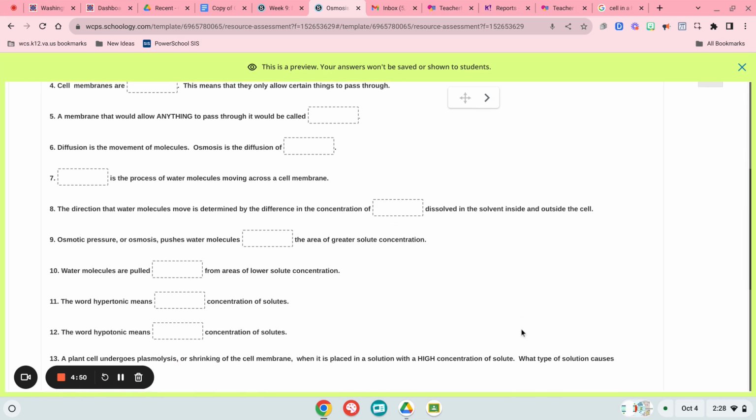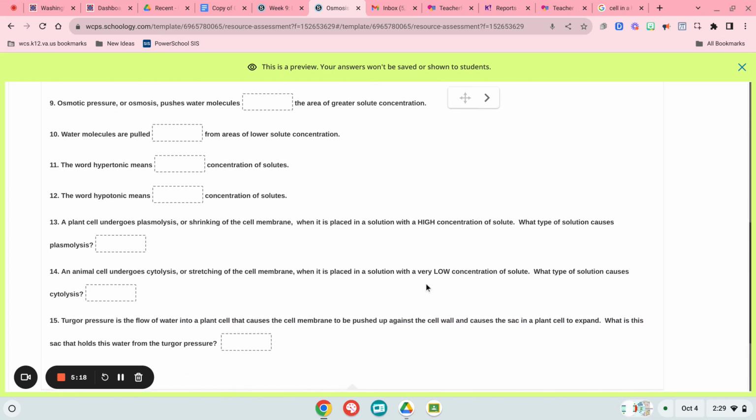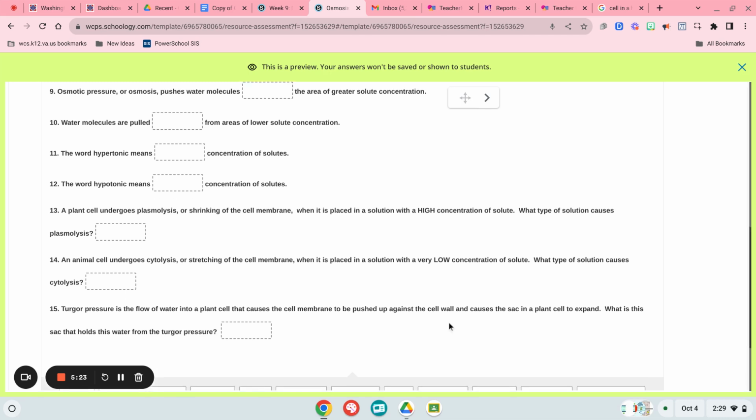Number 10, water molecules are pulled toward or pulled away from areas of lower solute concentration. So if it has a lower solute concentration, it has more water. So does the water move towards more water, or does the water move away from where there's more water? Number 11, the word hypertonic means what? Just hyper and hypo for 11 and 12, think about prefixes and suffixes. Number 13 and 14, and 15 are more situations.